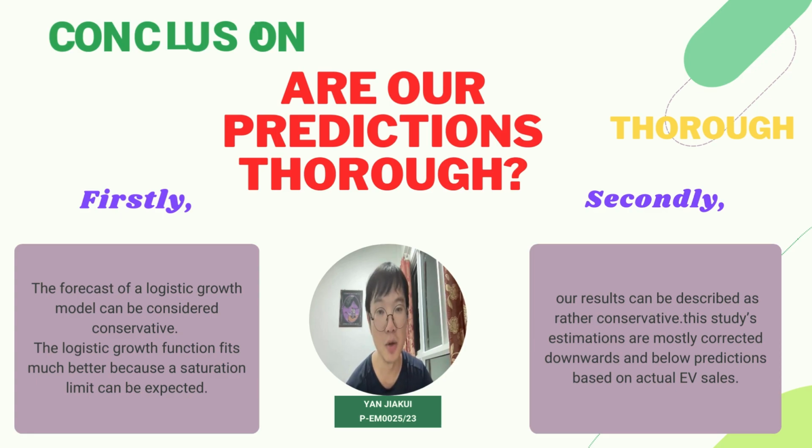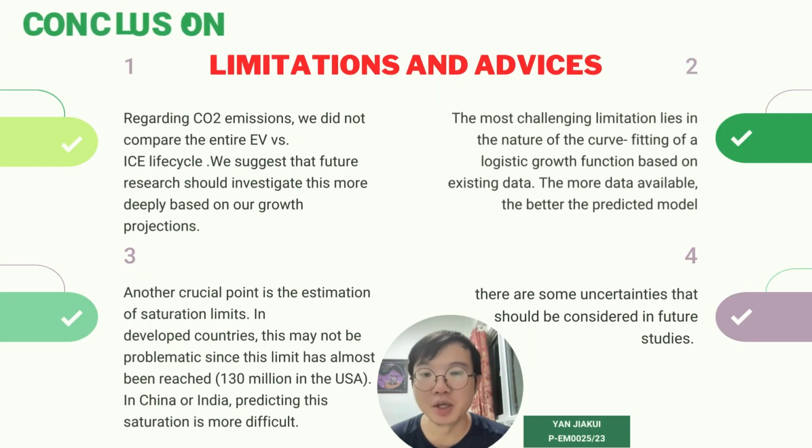Firstly, the logistic growth equation fits much better because a saturation limit can be expected. Secondly, these studies' estimations are mostly corrected downwards and below predictions based on actual EV sales. About the limitations and advice, we summarize 4 points. First, we suggest that future research should investigate this more deeply based on our growth projections. Second, the more data available, the better the predicted model. Third, the estimation of saturation limits. Fourth, there are some uncertainties that should be considered in future studies.